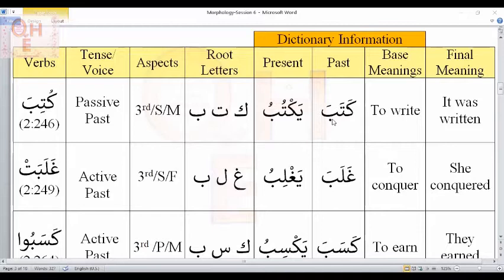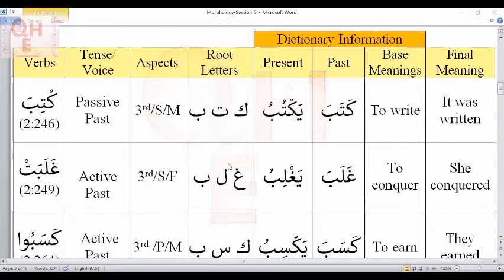Next to the transliteration, you saw the letter U. That means the second root letter, ta, should have a dhamma. That's how you get the present tense pattern, yaktubu. This is the third person singular male active present tense pattern, yaktubu. You also get the base meaning as to write. So what will be the final meaning? This is a passive past, and the subject or the object on which the work was done was a third person singular male, so he or it. So the final meaning is it was written.